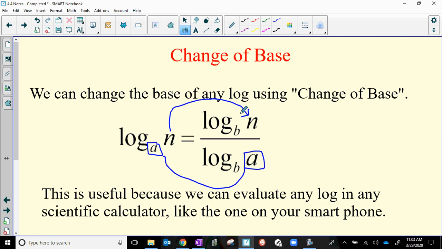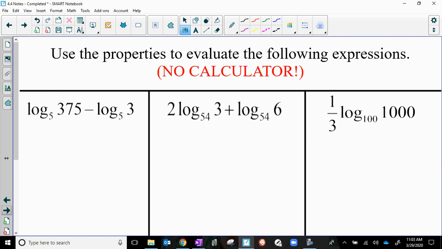Okay, so if your calculator doesn't have a button where you can put any base you want in there, scientific calculators will only have base 10 and base e. So if you want to do log base 3 of 7, you'd have to convert this, where the 3 would go on the bottom, and then the 7 would go up on top. And then you can change it to the common log or the natural log and use your calculator. So let's talk about how to do these problems using our properties and not using a calculator.